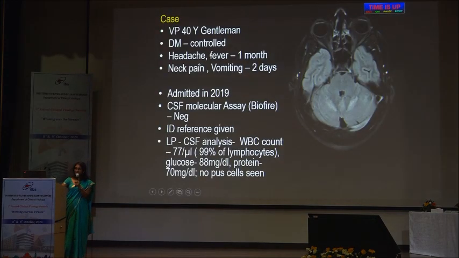This was another patient, a 40-year-old gentleman, diabetic, and he presented with headache and fever for 1 month, and this was the MRI which showed that there is encephalitis. The CSF Biofire panel which was done was negative here, and if we look at the analysis, it was showing lymphocytic predominance, and there was hypoglycorrhachia. The CSF to glucose ratio was low. So what do you think it is?